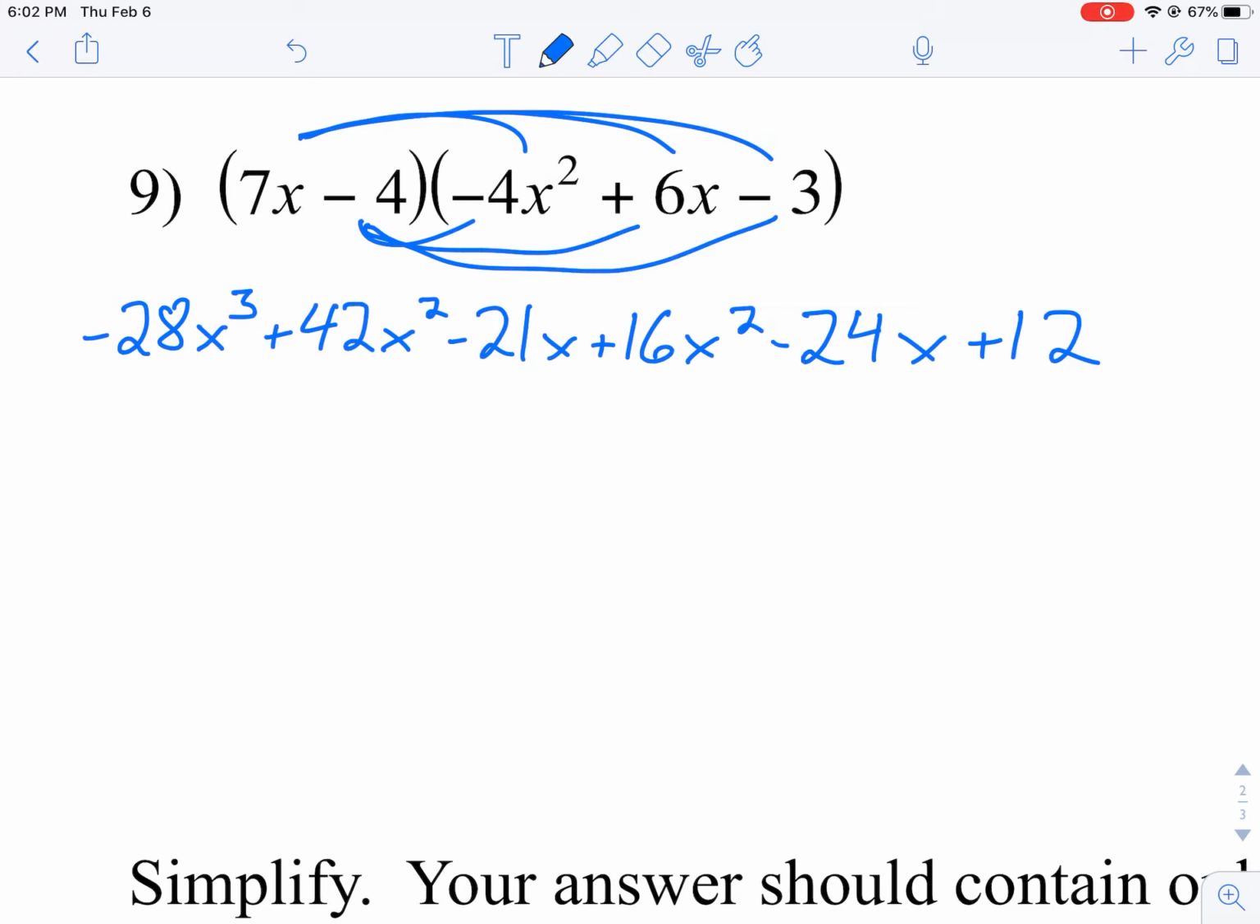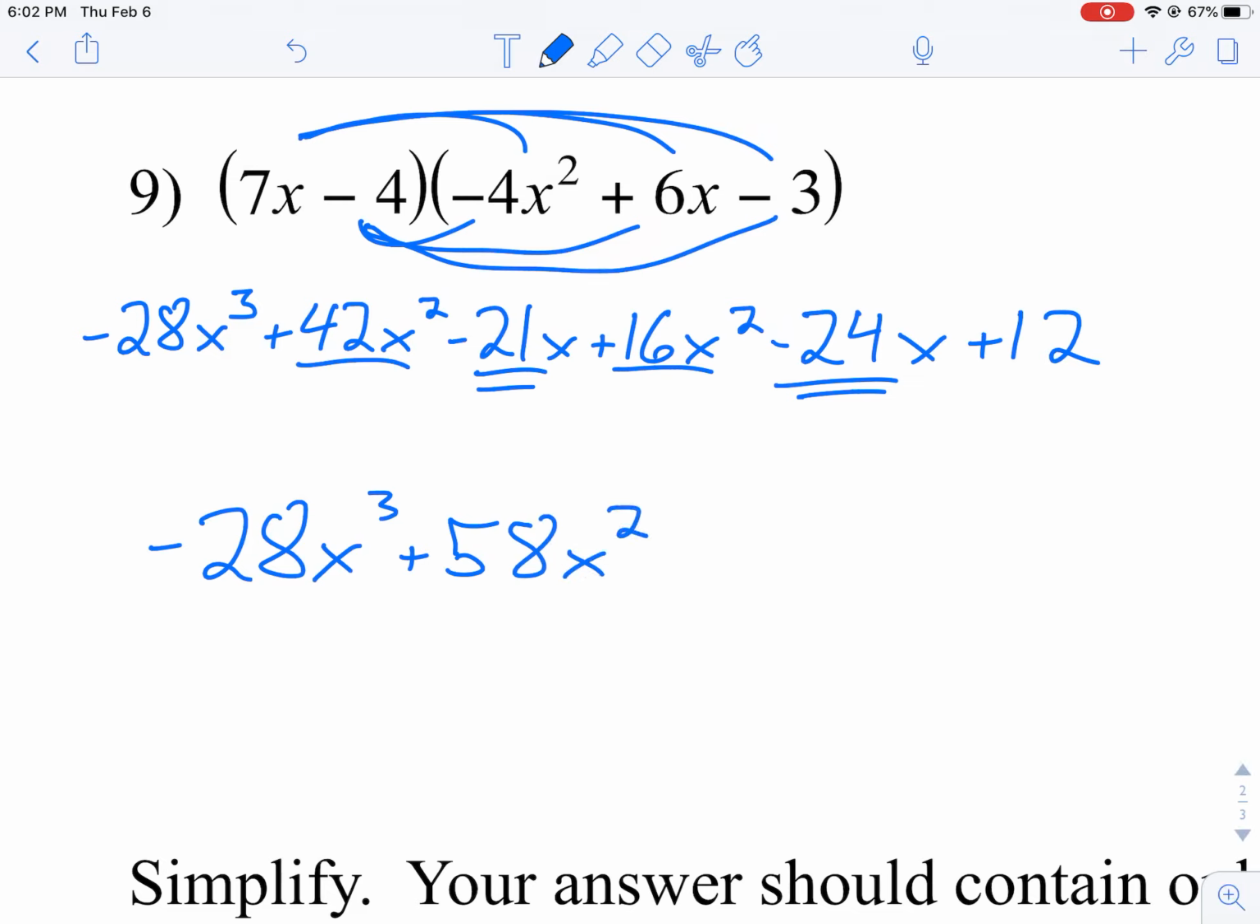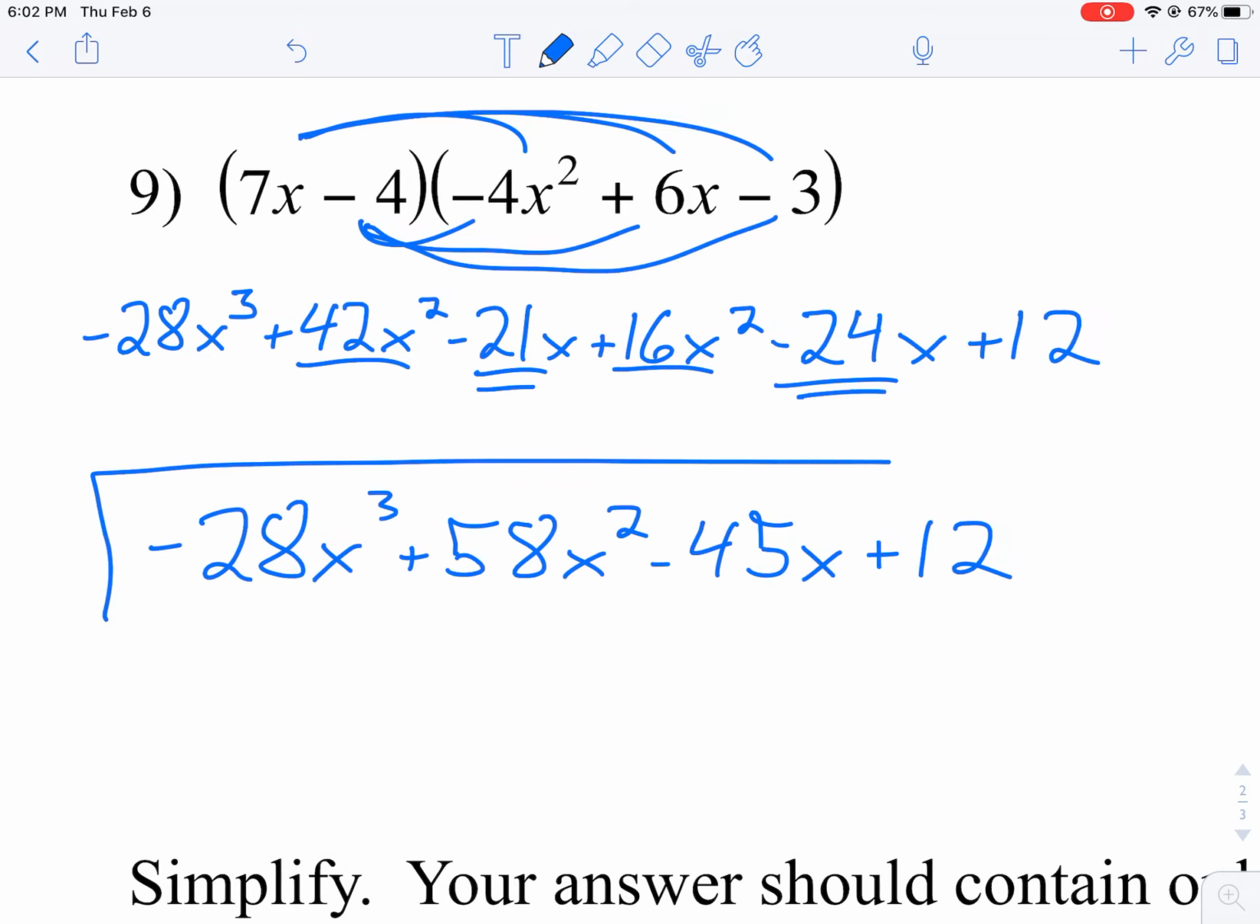Now we have to combine like terms. So it looks like it's a lot, but we're just combining the x squareds here, the x squareds, the negative 21x, and the negative 24x. So my final answer, negative 28x to the third plus 58x squared minus 45x plus 12.